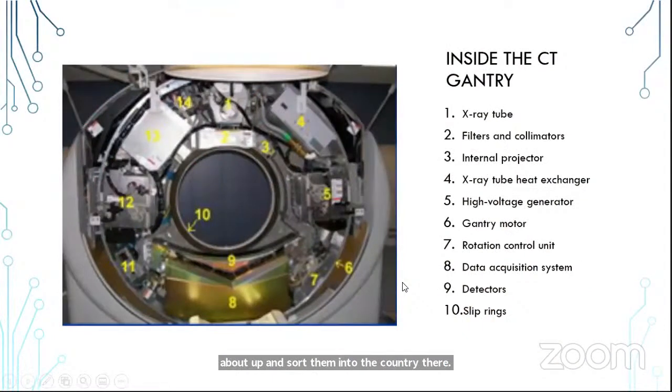So what do you have inside the gantry? We have a lot of different things, and this thing rotates very quickly. So up here, you can't really see it, but number one, that's the X-ray tube. That is what generates the X-rays. Right beneath that, you have the filters and collimators. The filters and collimators filter the X-ray beam, but they also shape and restrict the X-ray beam. Over here, you're going to see the internal projector. Over here, number 4, it's the heat exchanger. And number 5 is the high voltage generator. Number 6 is the gantry motor. That just causes the gantry to spin.